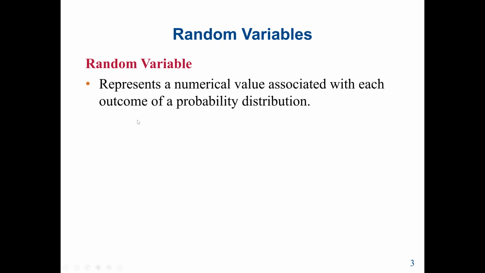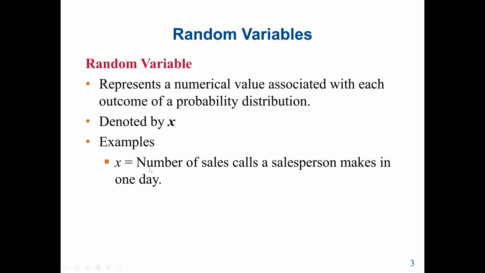So a random variable represents a numerical value associated with each outcome of a probability distribution. And in these lectures, or our textbook, we are going to denote it by x, lowercase x. So for example, the number of sales calls a salesperson makes in 1 day, again, is a discrete random variable because it's based on counting. So S equal to the number of sales calls a salesperson makes in 1 day.